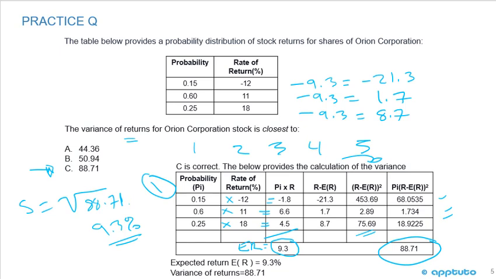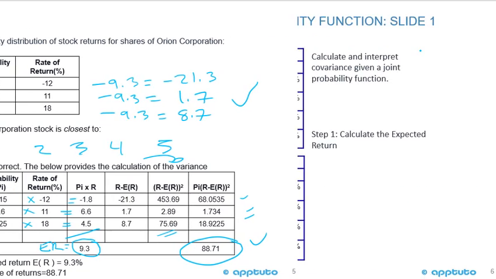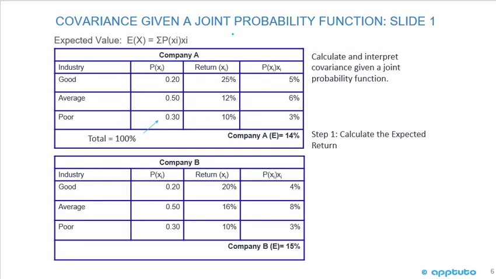So, a nice little practice question in terms of calculating expected return based on a probability function, and variance and/or standard deviation based on a probability distribution of stock returns. So now we're moving on to calculate the covariance given a joint probability function.